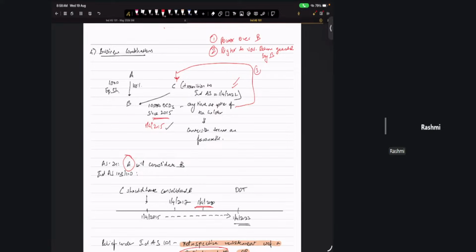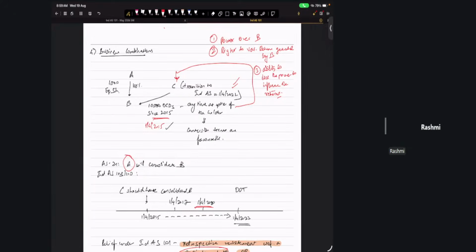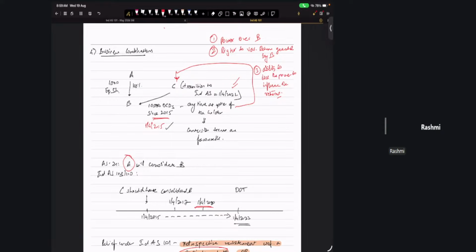Third requirement: just power and right is not enough. Ability to use the power to influence the returns. Do you understand? Yes, sir. Variable returns of B means profit.